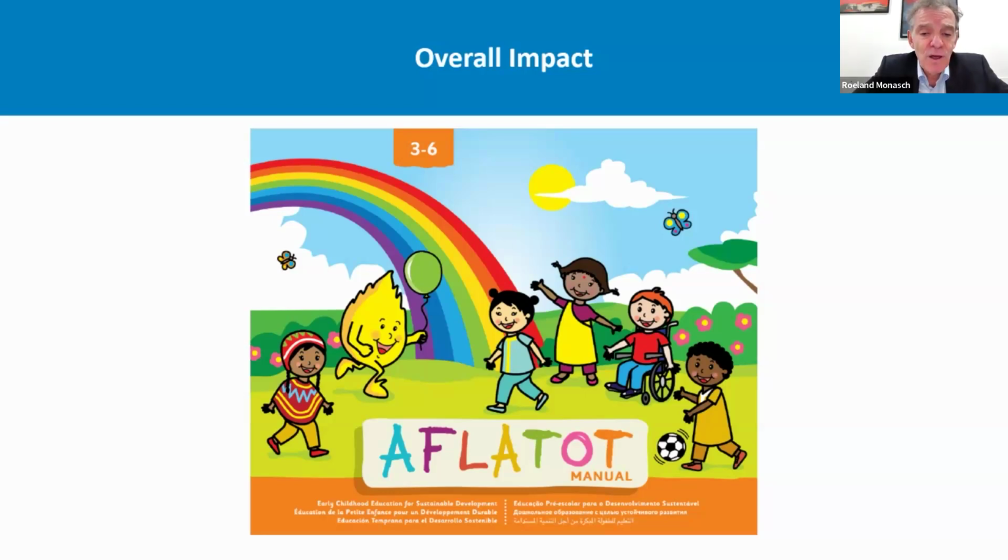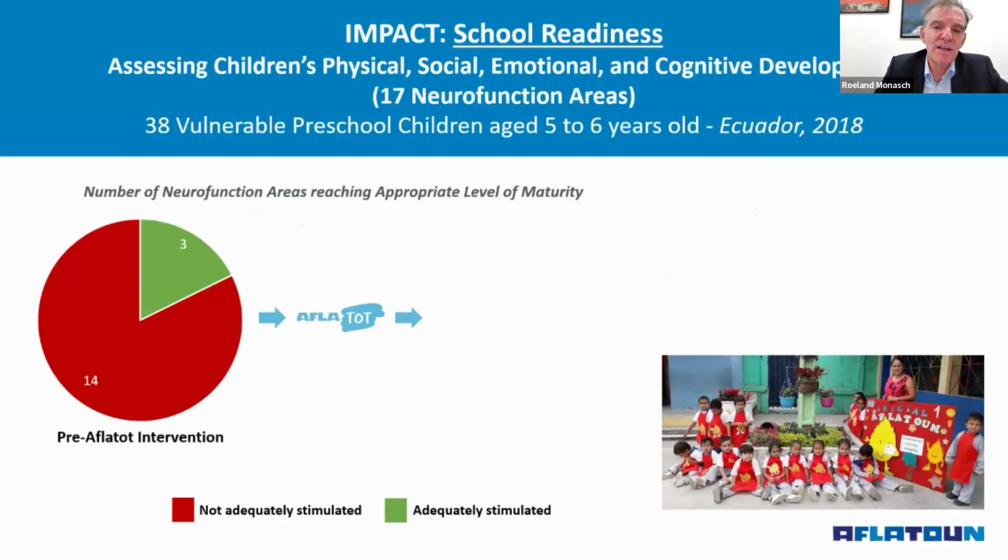Because if you look at the overall AflaTot impact, how does it impact children in a school? There is a very interesting study here done again in Ecuador, where there was an intervention for children who were about to go to primary school. And there was an assessment to what extent their physical, social, emotional, and cognitive development is advanced enough that they can start learning reading and numeracy and literacy.